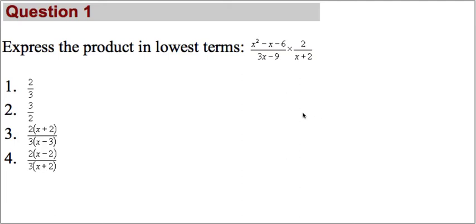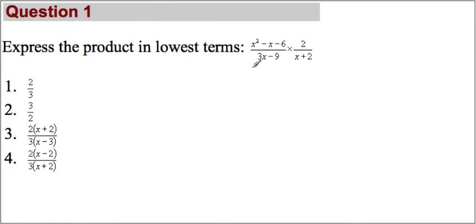Hello class. So today we'd like to do some review on rational expressions: multiplication, division, simplification, and also complex fractions. We'll do the addition and subtraction of the rational expressions later. Alright, so let's look at the first one here.